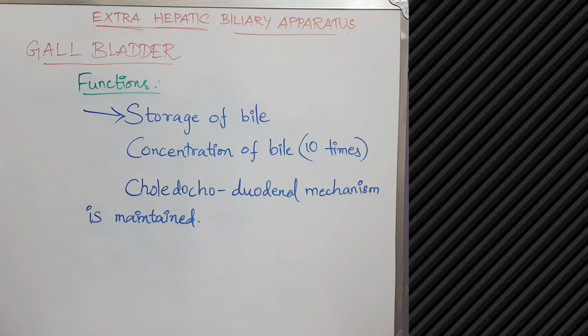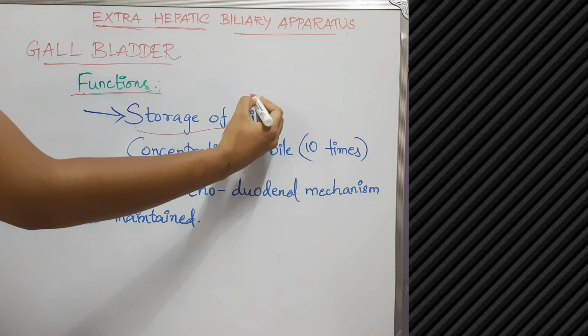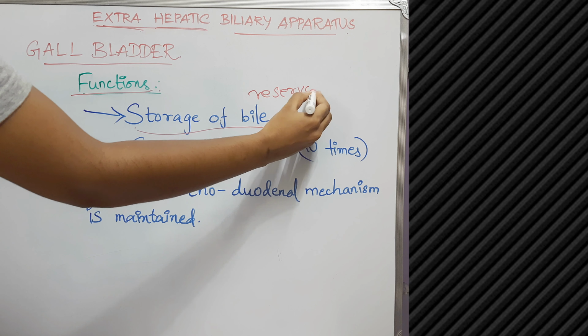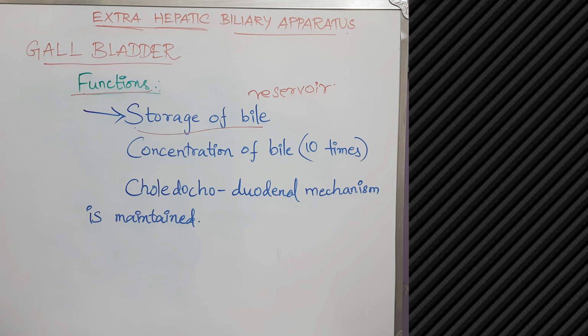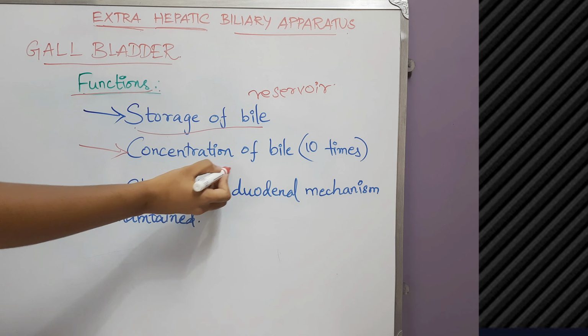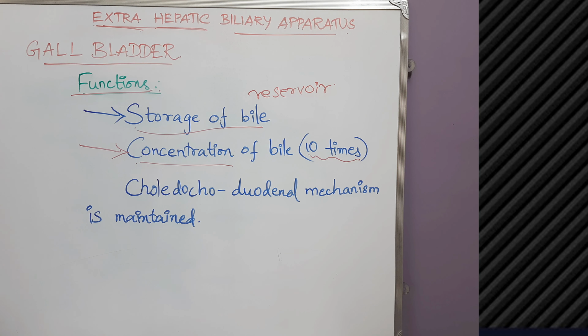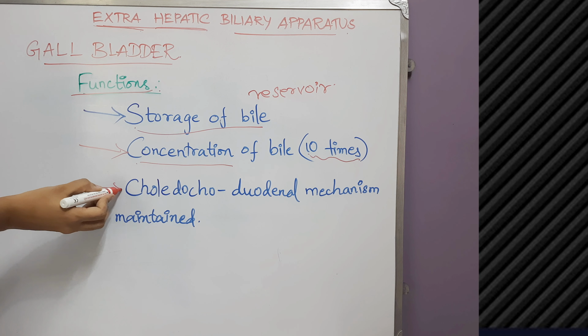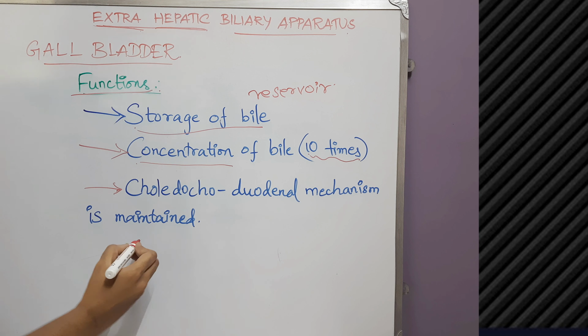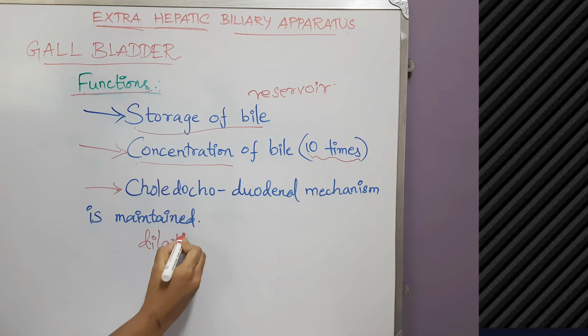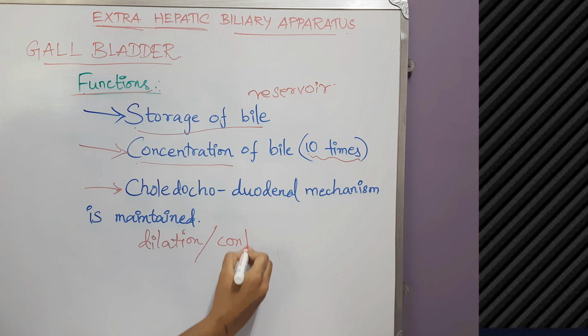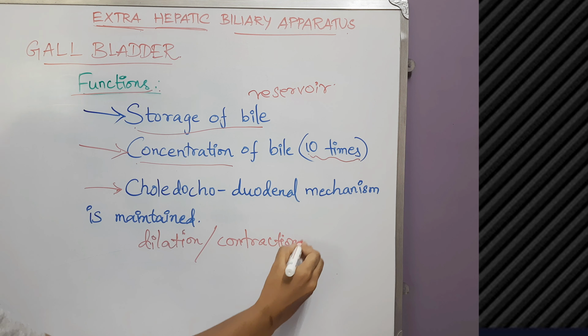Next, we are going to see about the functions of gallbladder. The most important function is storage of bile. That is, the gallbladder acts as a reservoir of bile, as we have already seen. And next is concentration of bile. The water is absorbed from the bile stored and it is concentrated nearly 10 times. Next is the cholecysto-duodenal mechanism, which is achieved by the dilation and contraction of the gallbladder so that the pressure in the extrahepatic biliary system is maintained.